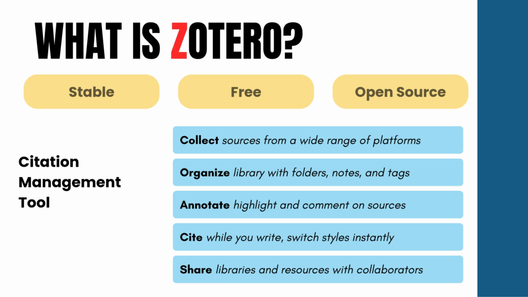from a wide range of platforms, organizing, so that ability to really thoroughly organize your library through collections and notes and tags. You can work with sources and annotate them, so things like highlighting and commenting on PDFs. You can cite very seamlessly as you write, so inserting those in-text citations and generating a full formatted reference list. And of course, we can use Zotero groups to share our libraries and collaborate at really any stage of your research. And this allows everything to be synced and kept up to date across devices as well as across groups.